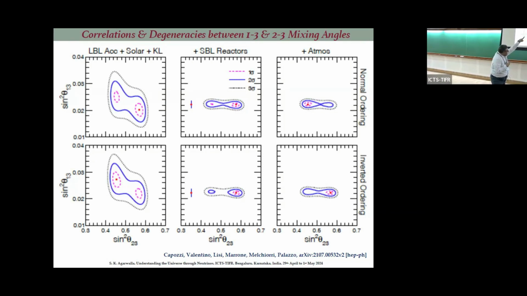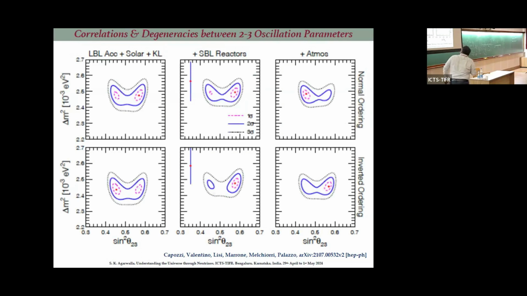From higher octant, it goes to lower octant. So that's why I was telling you that whether you add Super-K data or not, your octant flips. You can see there. And the same story happens if you take inverted ordering. Let's go to another picture.